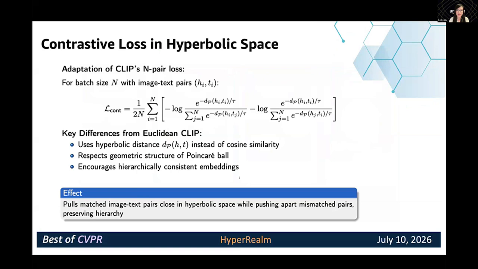The first component of our training objective is contrastive loss. This is what gives us semantic alignment. For a batch of n image-text pairs, each pair has one positive match and n minus one negative samples. We use negative distance because we want to maximize similarity, and in hyperbolic space, smaller distance means greater similarity. And crucially, this preserves what CLIP does well, semantic alignment across modalities, while operating in a geometry that respects hierarchy. The loss has two symmetric terms, one treating images as queries and text as targets, the other reversed.